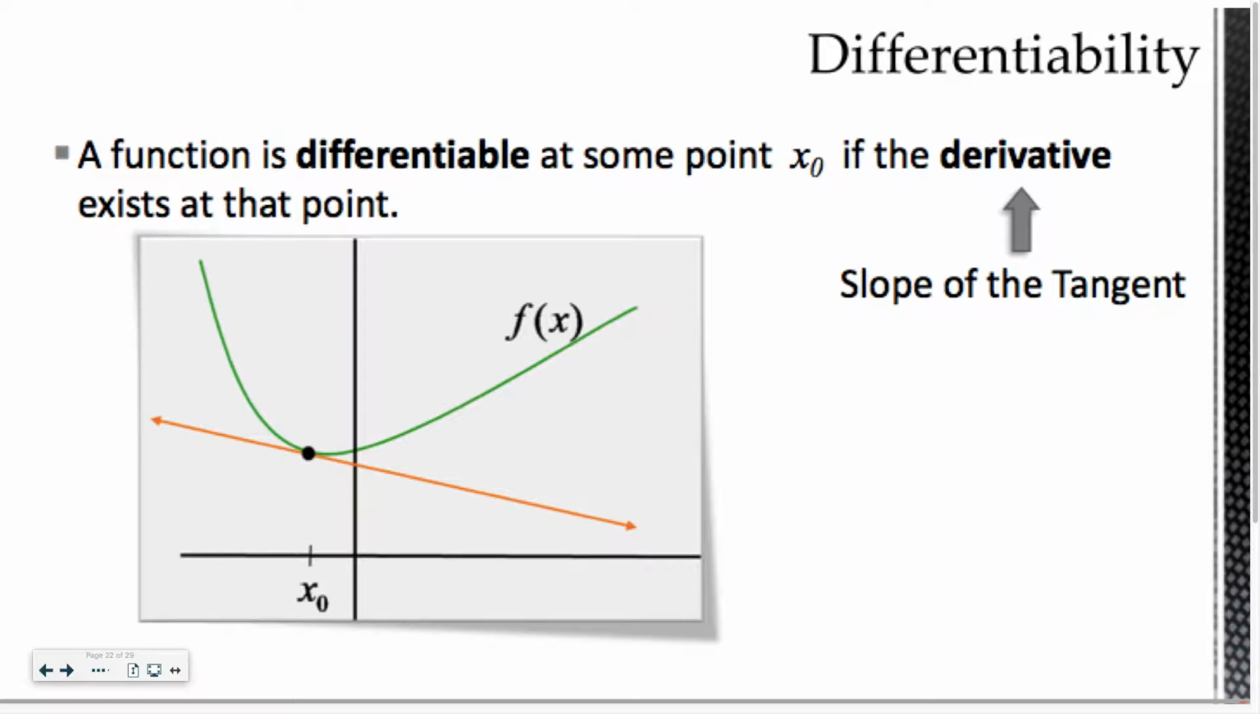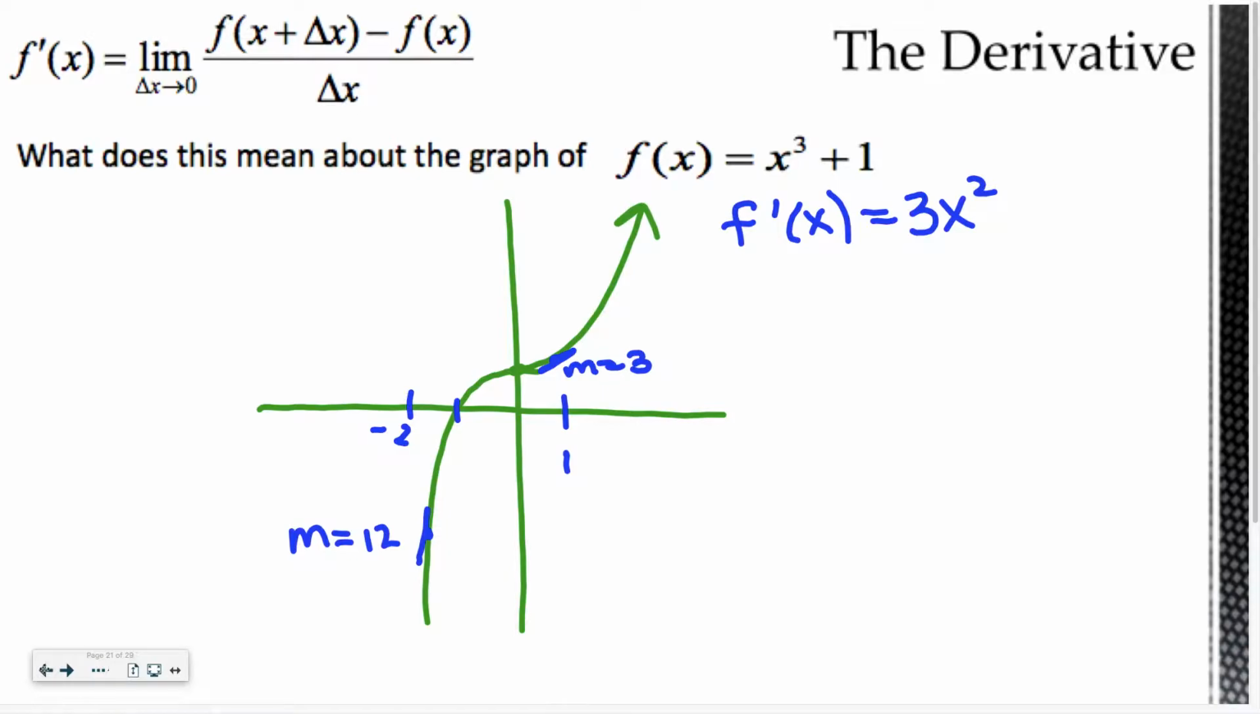Okay, so the problem that we just did, we took x cubed plus 1, and our derivative was 3x squared. Can we plug any number into 3x squared? Any number, any real number. Okay, we have a derivative everywhere, so x cubed plus 1 is differentiable everywhere. It's not a problem because we have a derivative that exists everywhere. Okay?